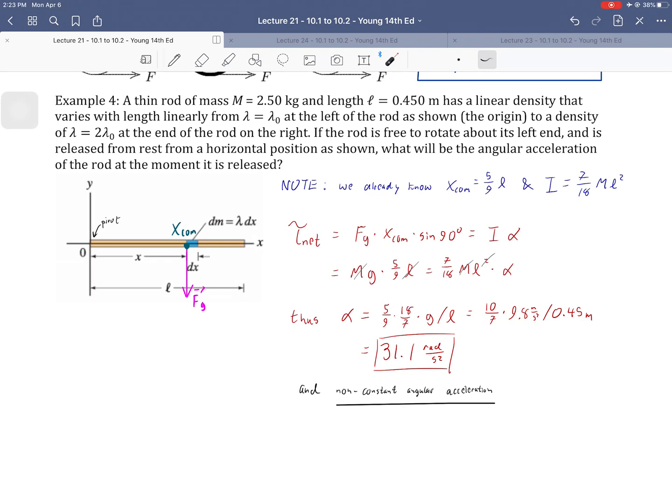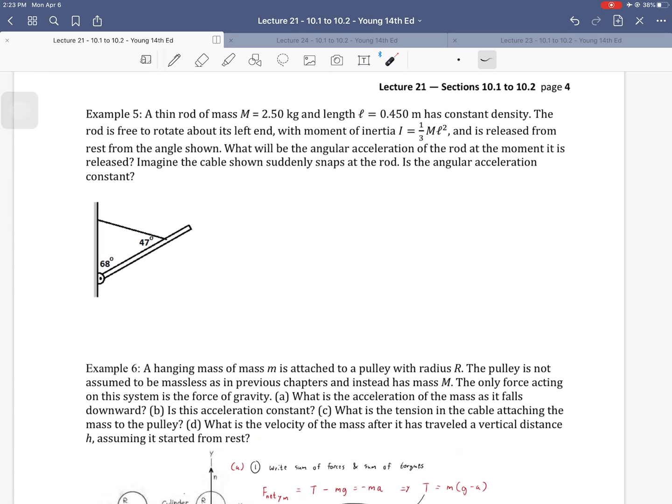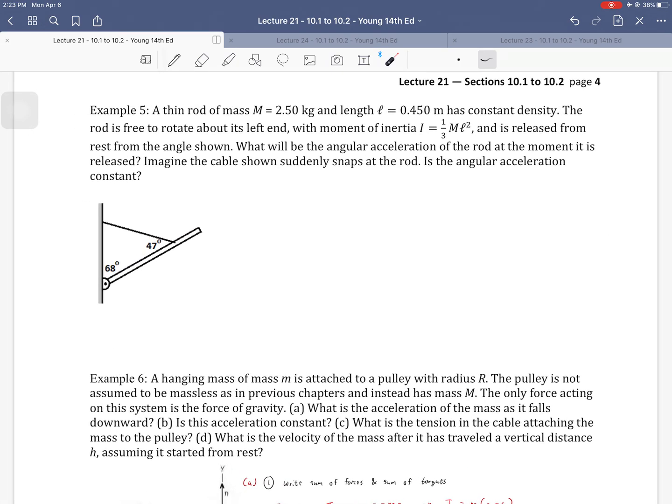Well, that's quite complicated, right? So that means when we talk about angular acceleration for a system like this, for a falling rod or falling beam or something, it's always just going to be an instant in time that we're discussing. Okay, so let's take a look at the next example that I have solved for us.